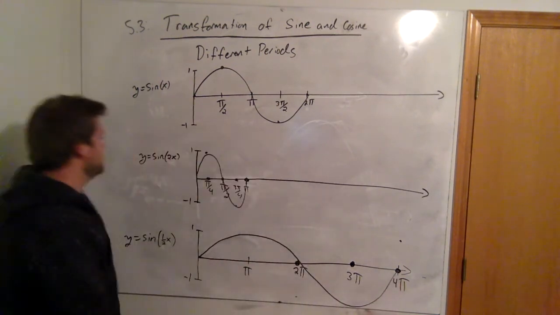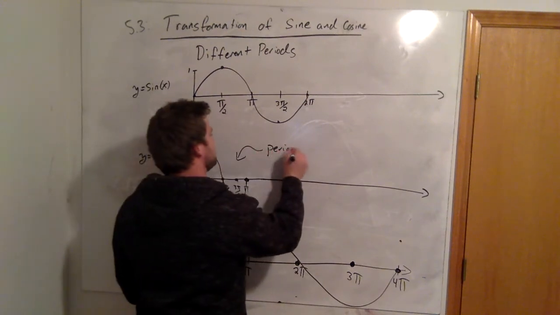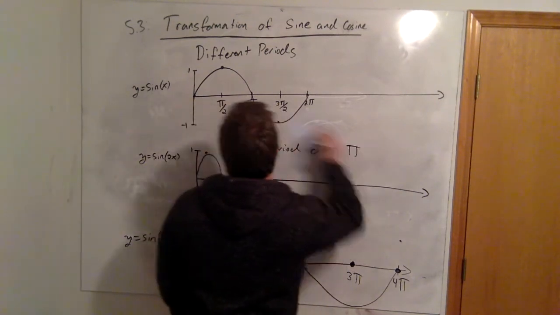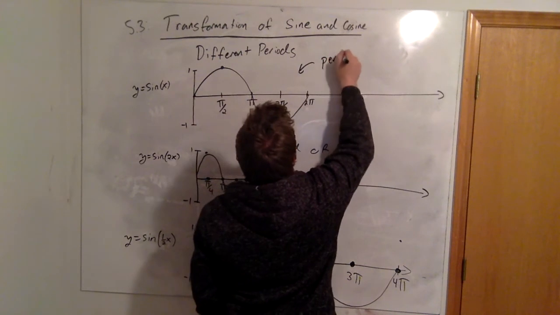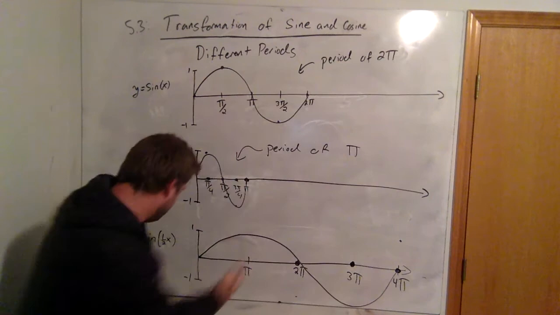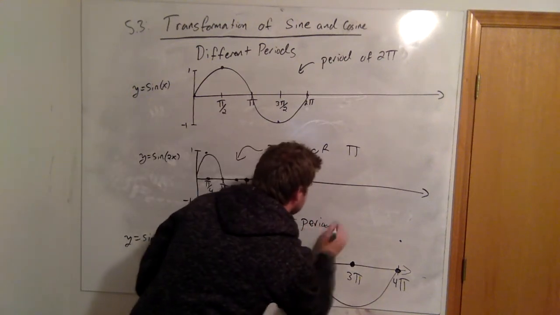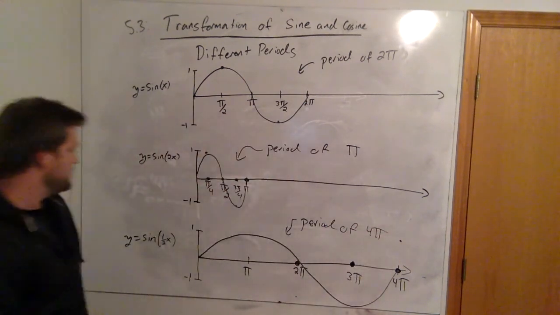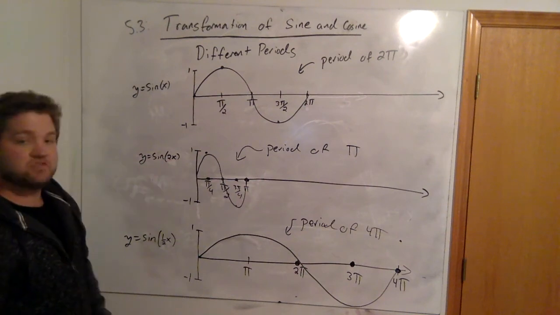Okay. So this one has a period of pi. For this one here, the original sine graph, it had a period of 2 pi. Over here, this graph has a period of 4 pi. So this value that I multiply onto the x value changes my period.